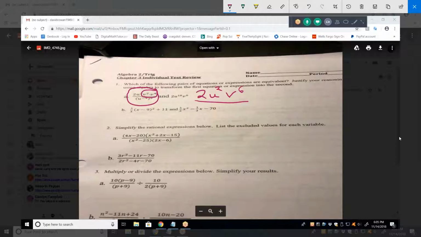And the bottom is what? U to the negative 16th. Okay. And now what can we do with that? We are dividing. So what are we going to do with the exponents? You subtract them. Okay, so what does that give you? It gives you u to the negative 14th.